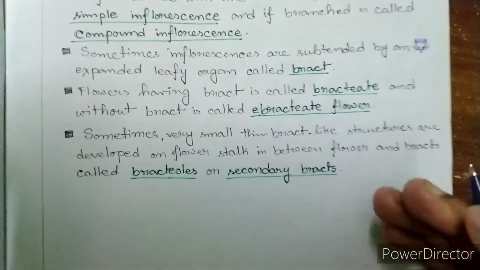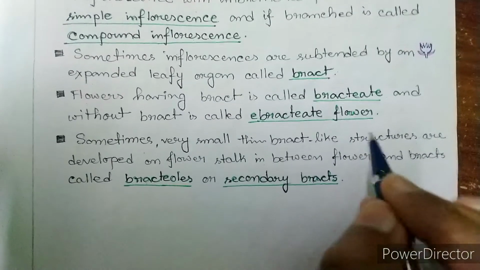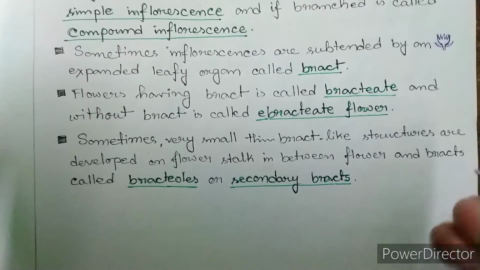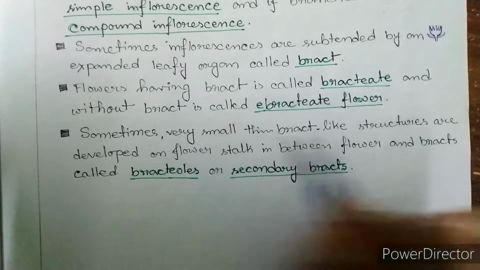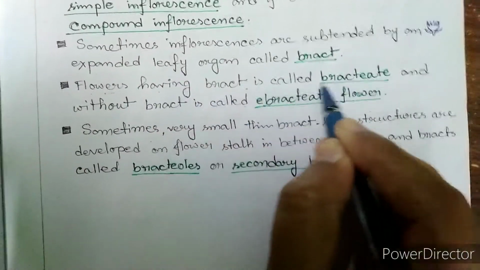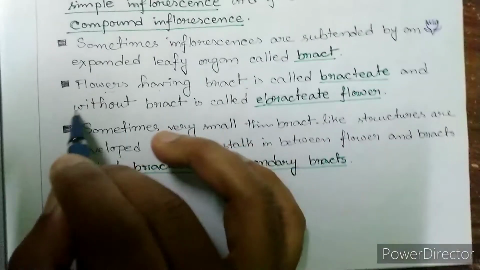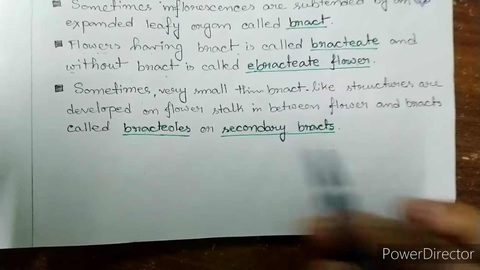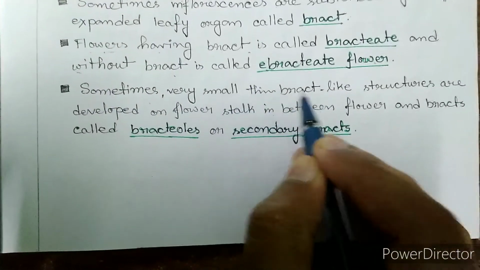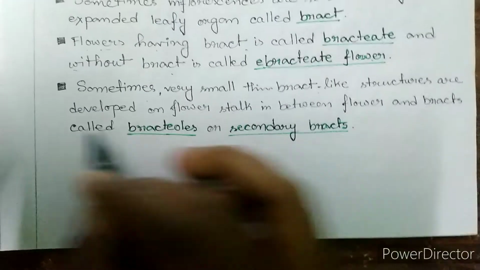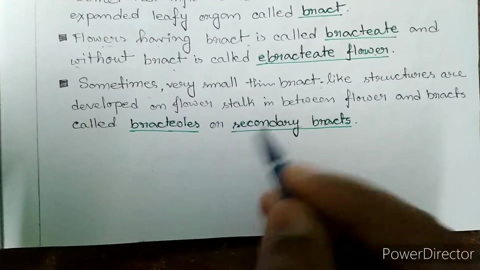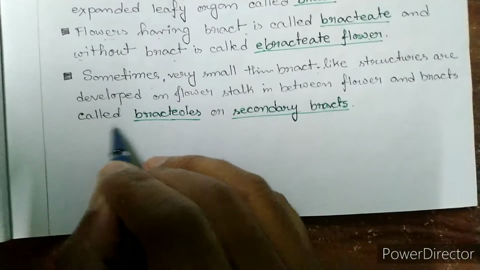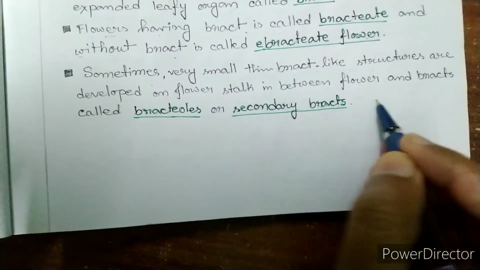And you know, bracts are not present in all the leafy structures, okay. So a bract is sometimes present and sometimes absent. So a flower having a bract is called a bracteate flower, and without a bract is called an ebracteate flower, okay. Next, sometimes very small thin bract-like structures are developed on the flower stalk, in between the flower and bracts.